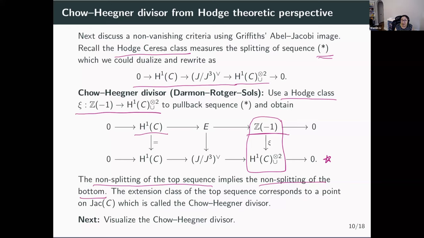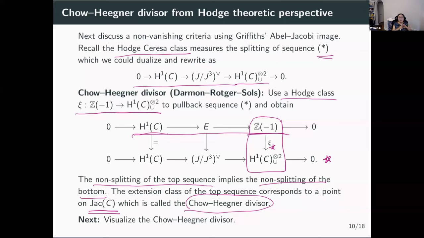But the extension class of the top sequence corresponds to a point on the Jacobian of C. Because of how simple these structures are, it actually corresponds just to a divisor on C. And this divisor is a Chow-Heegner divisor. So the point is, if you can find a Hodge class such that when you pull back, the extension class of this top sequence corresponds to a non-torsion point on the Jacobian of C, then you have derived that your bottom sequence does not split, and the Ceresa cycle is non-torsion in the corresponding group.